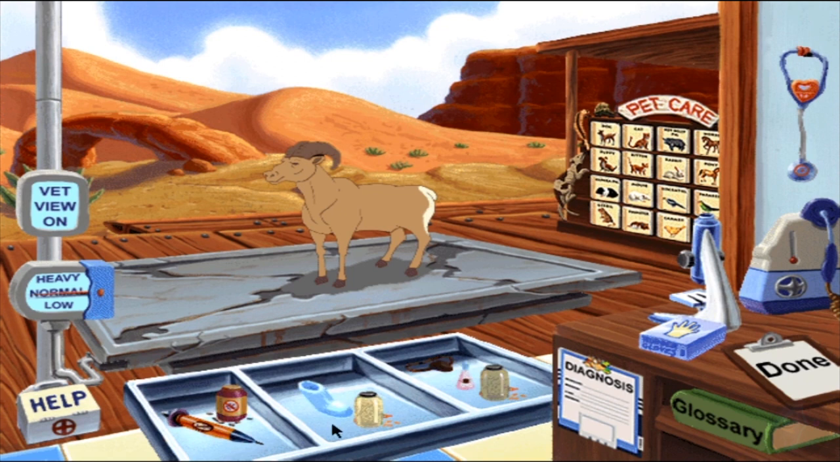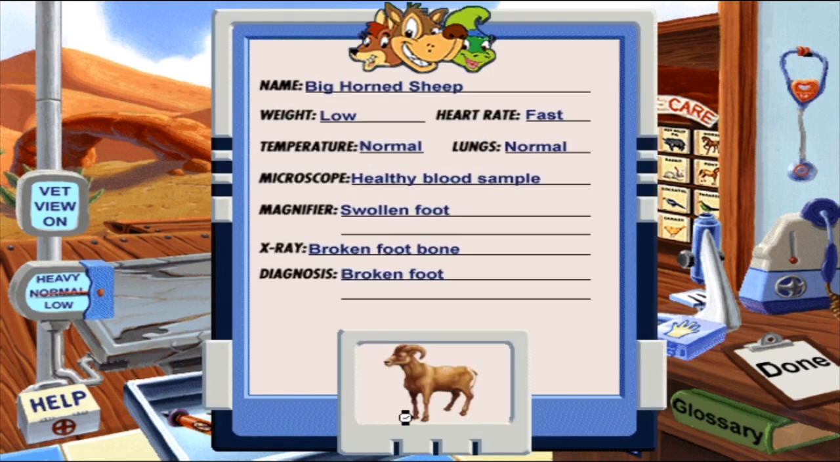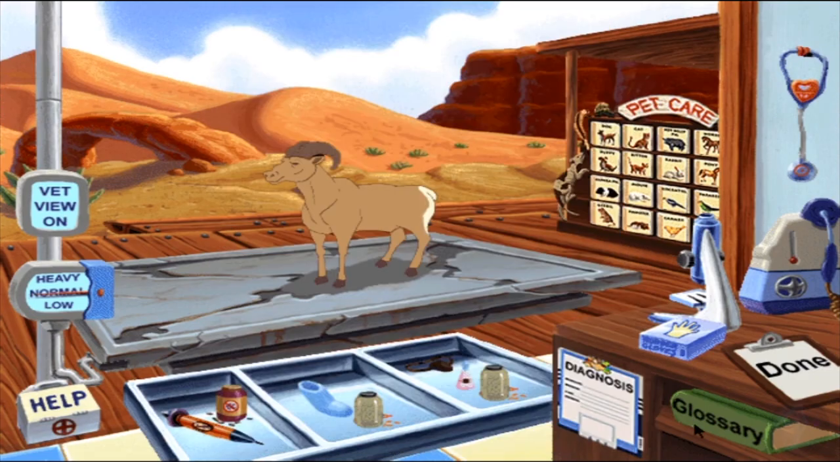Dewormer pills, cast, pain, antibiotic eye drops, pain pills, eye patch. Cast, pain pills. Excellent work. The cast will allow the foot bones to mend properly. Pain pills will help the bighorn rest comfortably while healing. Six weeks of hospital stay and X-rays every two weeks will allow the bighorn's foot to heal properly.